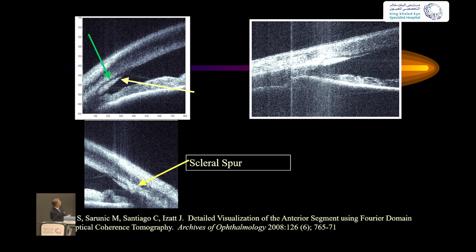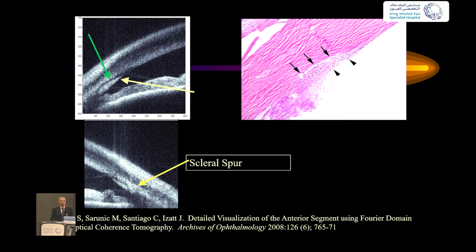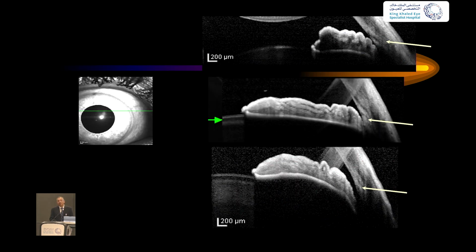You can see Schlemm's canal, the green arrow. You can see the yellow arrow pointing to the trabecular meshwork. You can see the scleral spur. And the detail that you can see is almost similar to light microscopy, histology. So it is very useful in certain conditions, like identifying what kind of mechanism is there for angle closure. Now, angle closure is just another full talk that I can give you later, anytime, if you need.